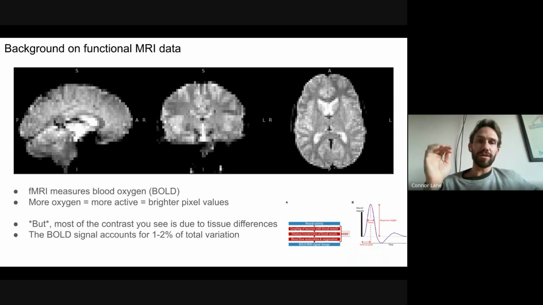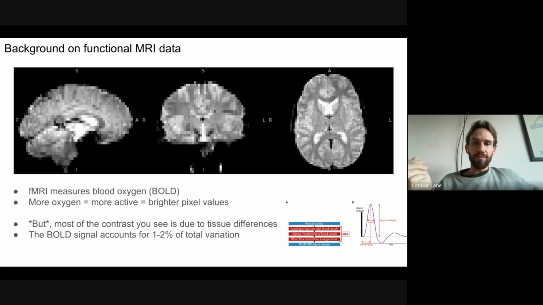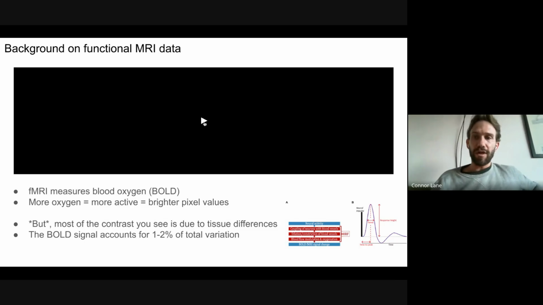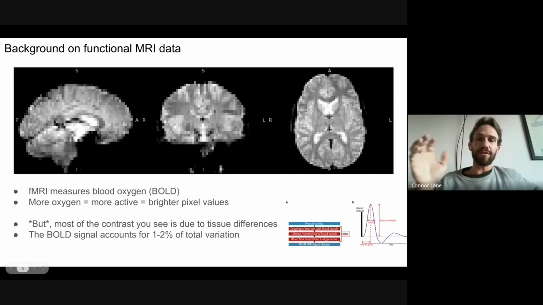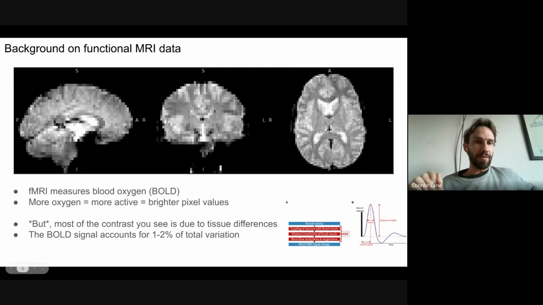This signal is specifically measuring fluctuation in blood oxygen level. The way the brain happens to work is when neurons fire, the body oversupplies oxygenated blood to those firing cells. As a result, you see this increase in blood oxygen signal, and this is what fMRI measures. The most important point is that the fMRI signal is a tiny fluctuation in the relative magnitude of the overall data. It's only 1 to 2% of the overall variation that you can see.